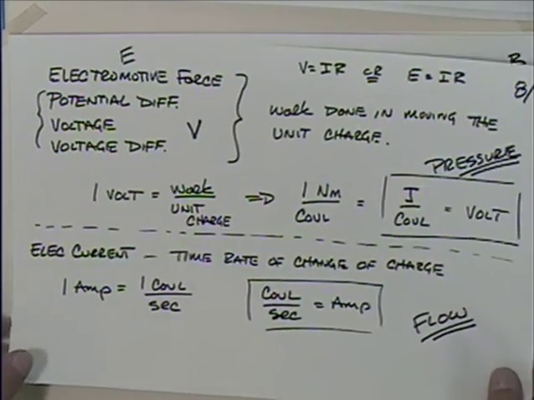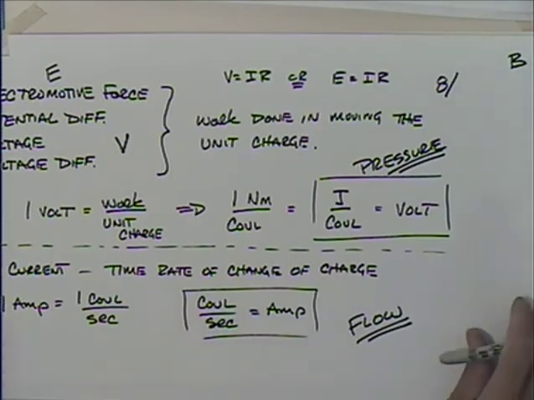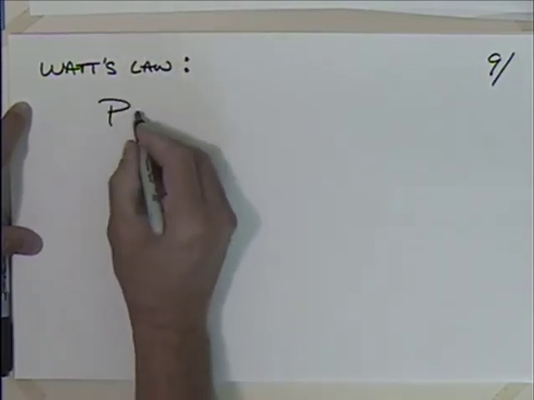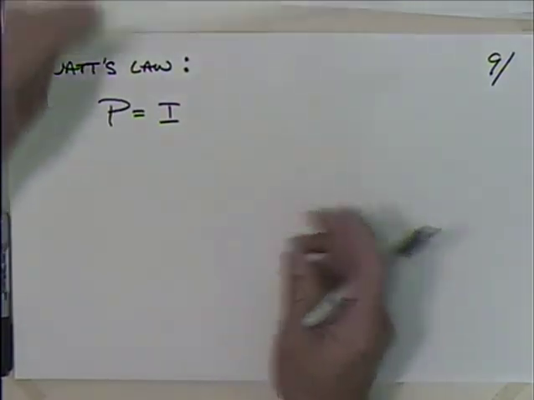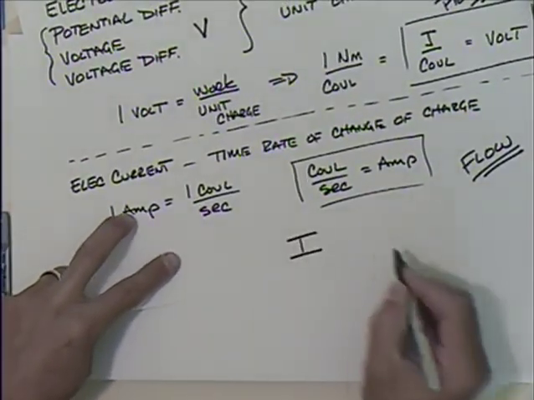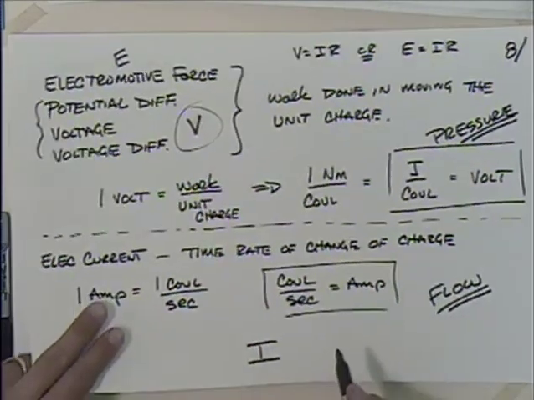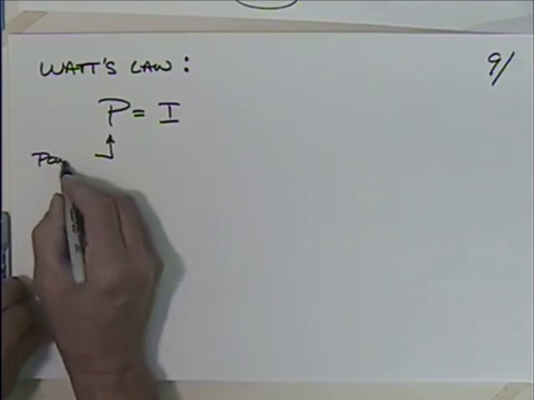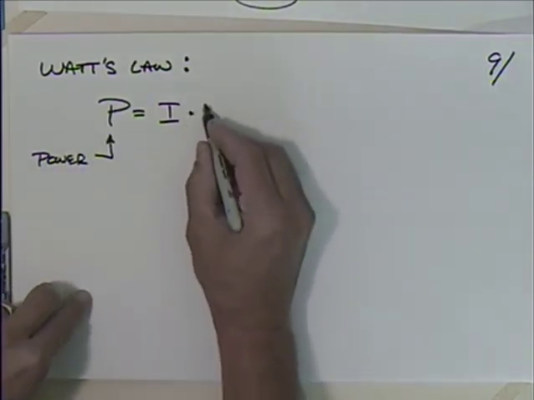Well, let me put these together here then. We're a long ways from done with electromotive force or voltage and current. But let's take these two. Let's talk about power. We'll look at Watt's law, where power is equal to current times voltage. We give the symbol V to voltage, and we're going to give the symbol I to current. So power is equal to current times voltage.